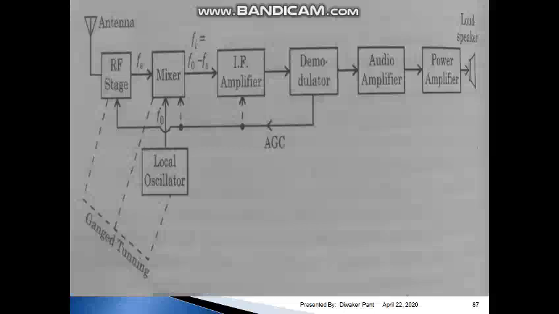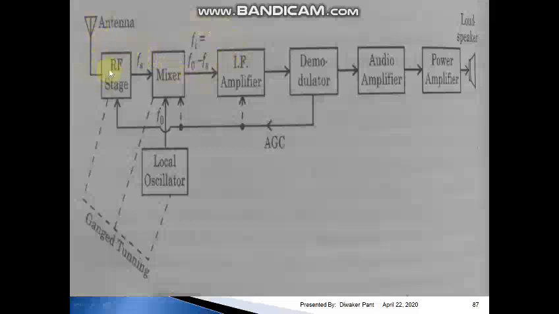Before the use of the Super Heterodyne receiver, tuned radio frequency receivers were normally used, but there are some disadvantages of those, and those receivers are obsolete now. So the Super Heterodyne receiver is used. This is the block diagram of a Super Heterodyne receiver.